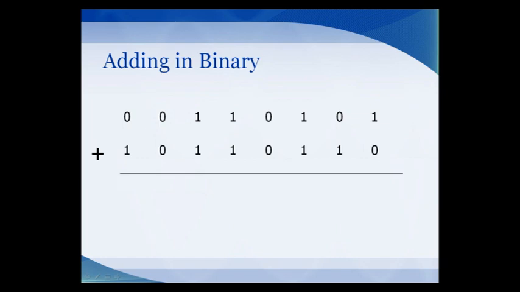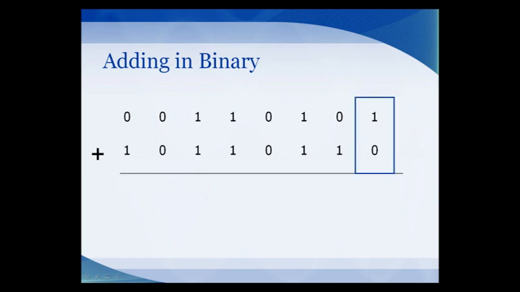Okay, we can convert numbers back and forth from binary to decimal and decimal to binary, but sometimes you don't want to convert the numbers. I'm going to show you how to add binary numbers without having to convert them. So here's our math problem. We're going to have 00110101 plus 10110110.